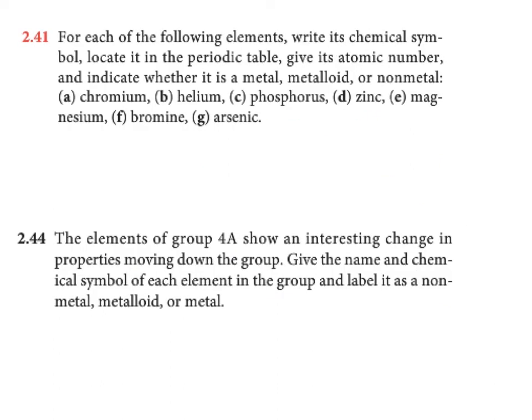Okay, so let's go ahead and talk through this one. The first element at the top of group 4A is what? Carbon, and the symbol for carbon is? And we're pretty sure that carbon is a? Underneath carbon, we've got Si, which is? What do we think? Metal, non-metal, metalloid? Metalloid.